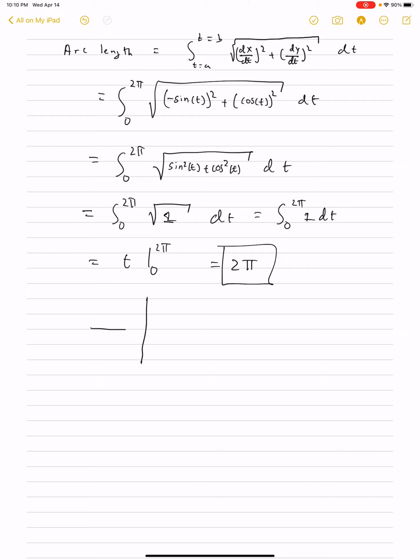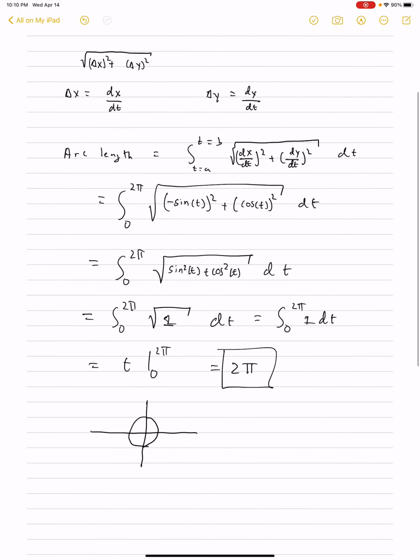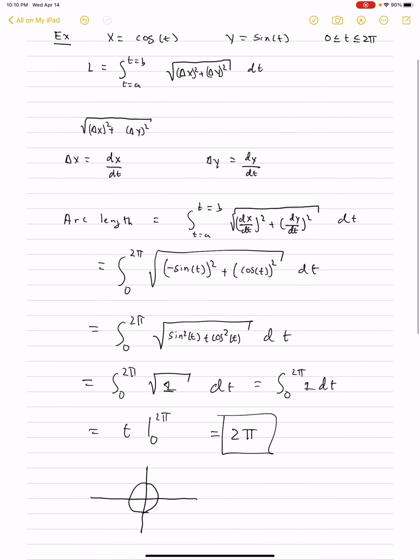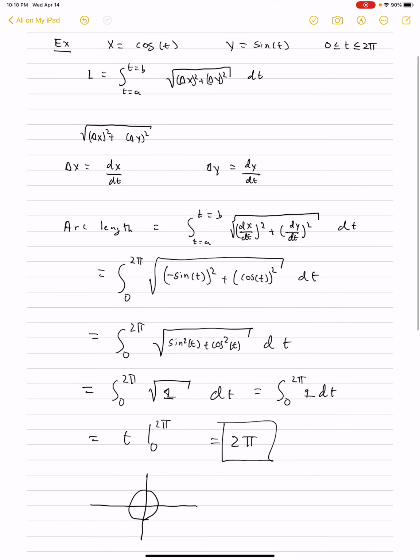If I look at this parametric equation and I plot it, I'll see that what I have is a perfect circle. Ignore the fact that this looks a little bit like an oval, and just know that my drawing isn't perfect. Key takeaway for today is this equation of arc length right here.